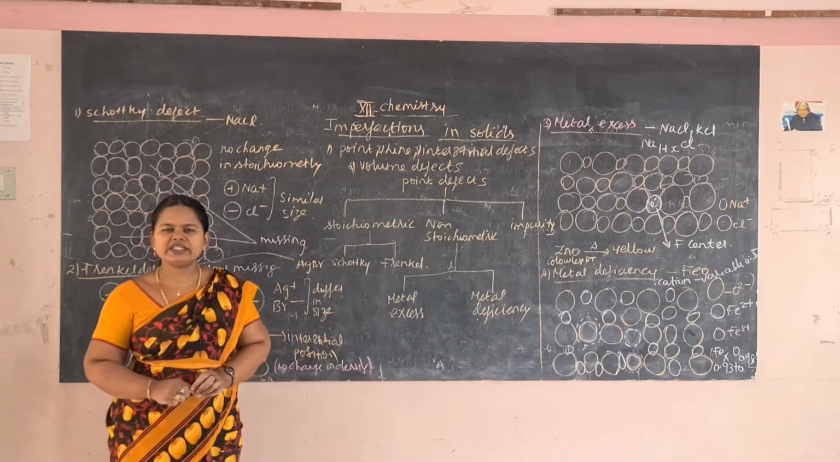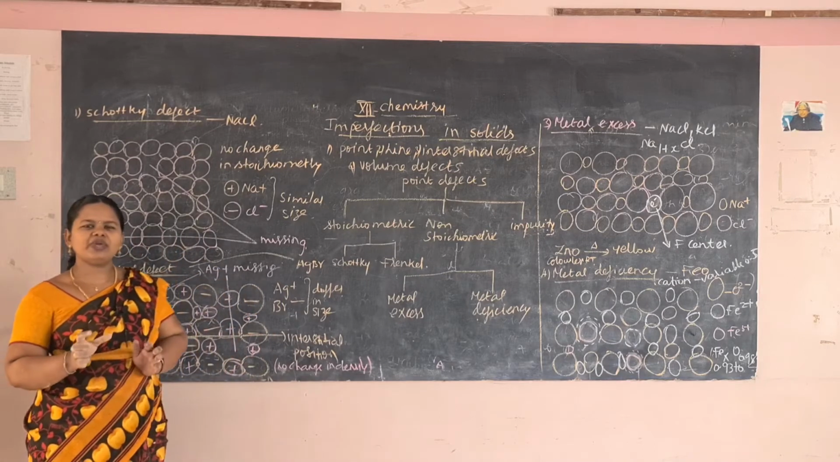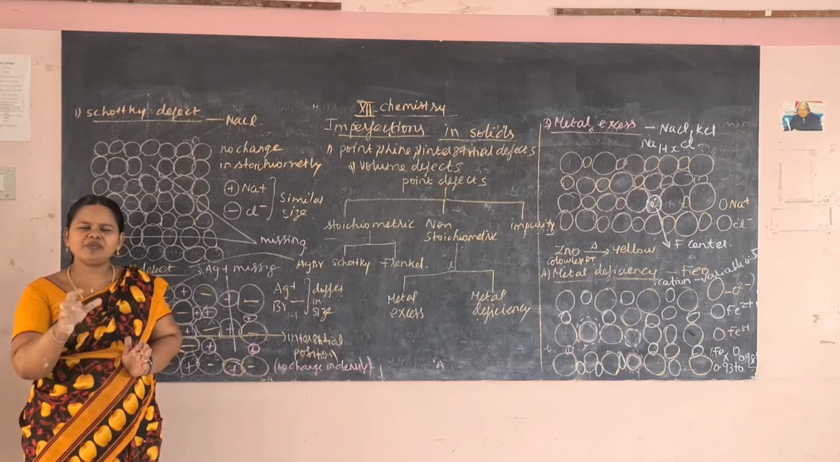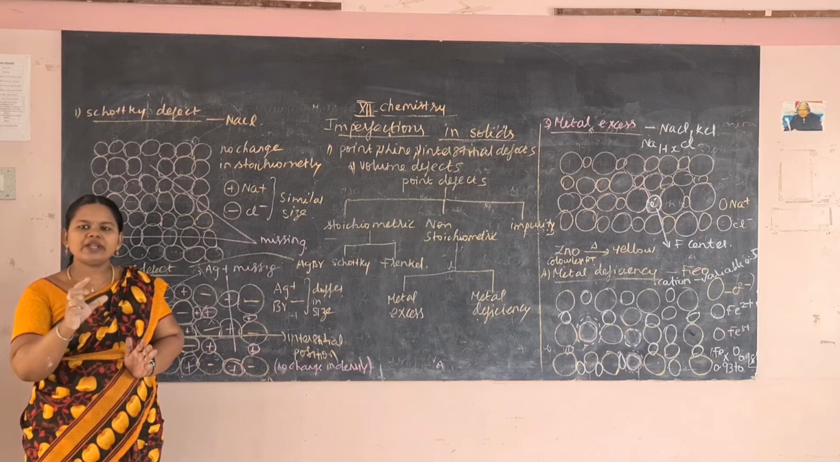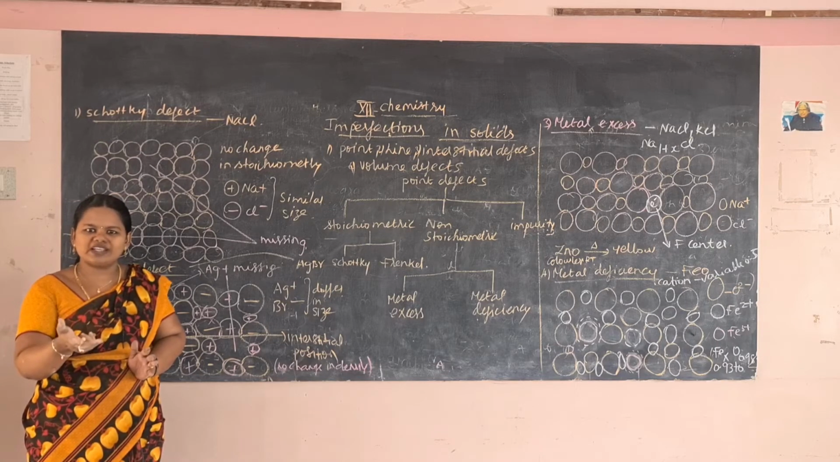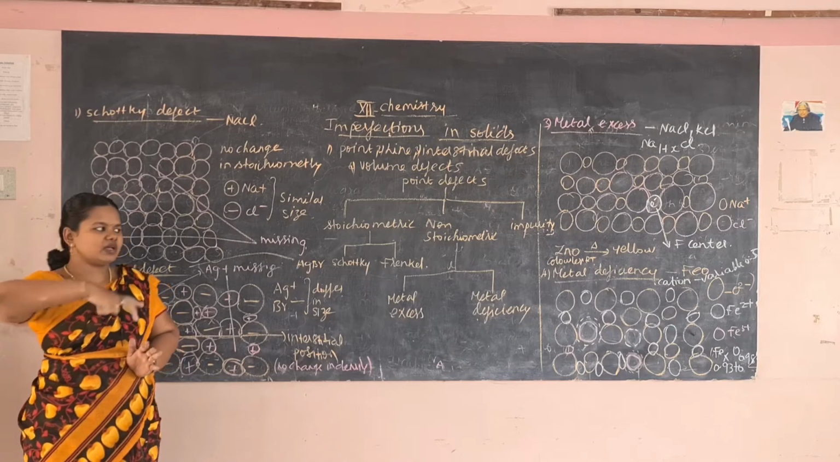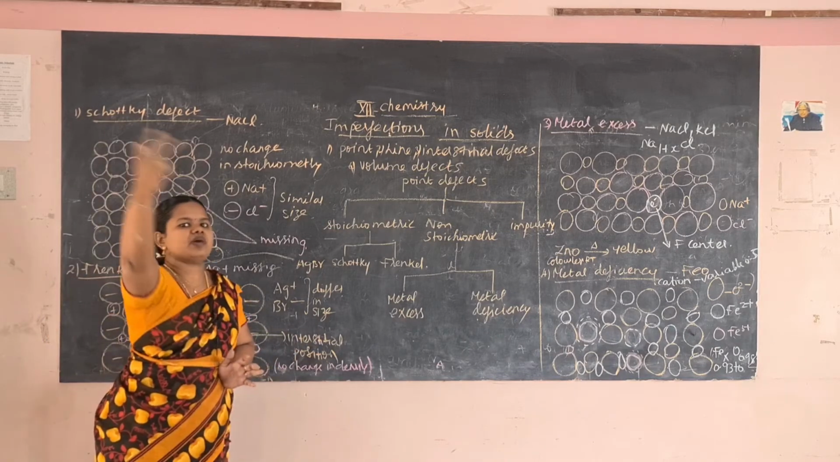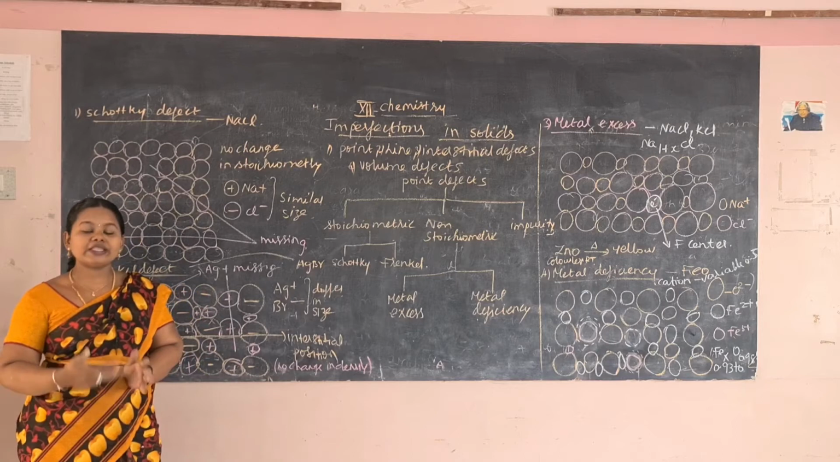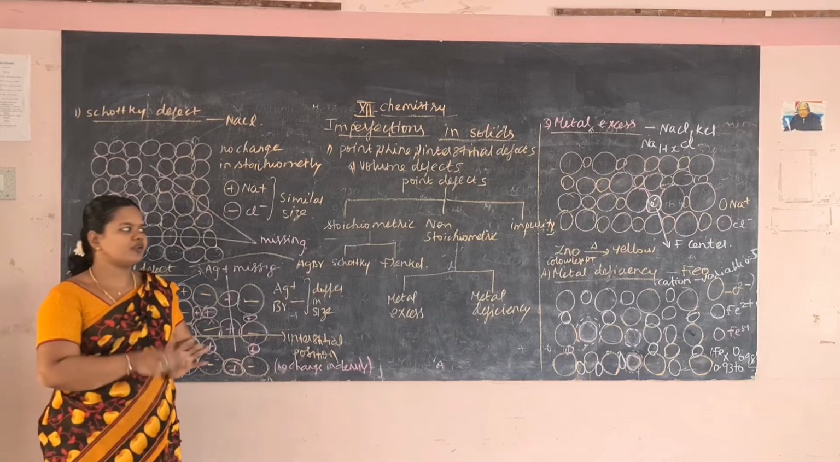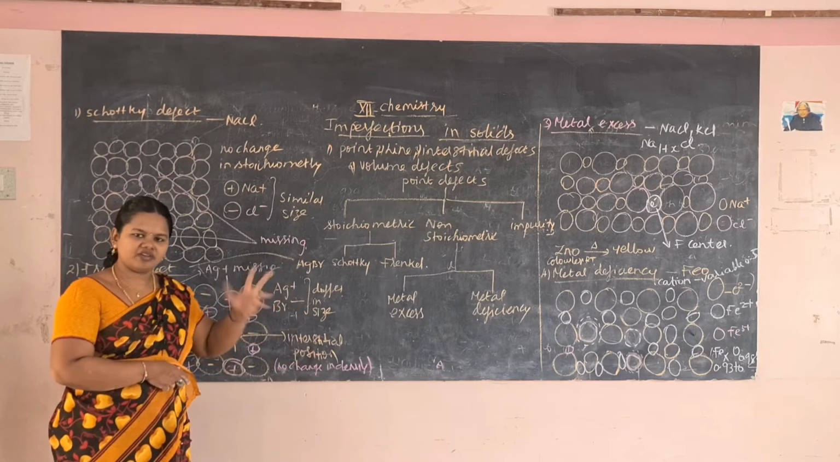I told that this defect is nothing but some atom will be missing. For example, in a crystal, one ion will be missing, or one ion will occupy some other position. For example, when I want to sit here, I will occupy some other place. So that becomes one defect. Or there will be one ion that will be missing. One ion will not be there.